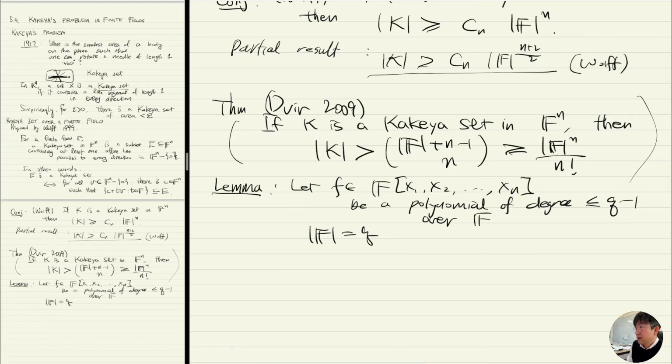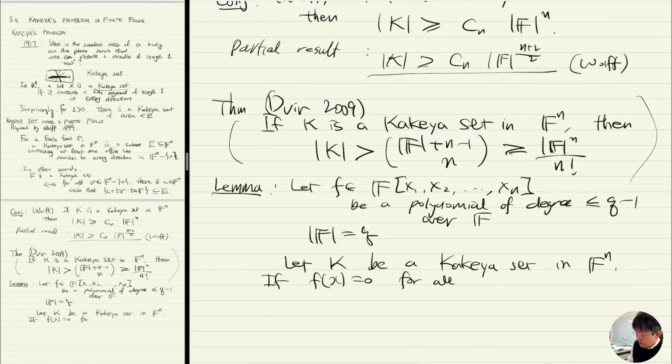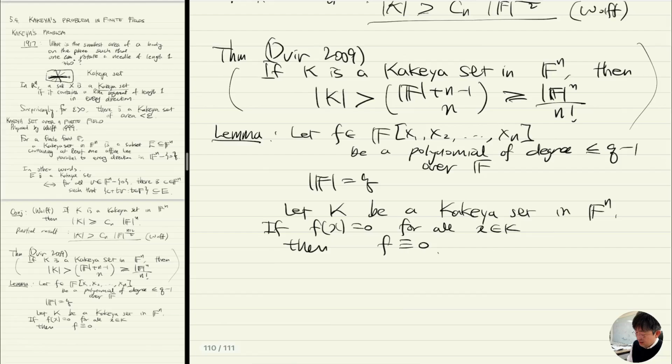And let K be a Kakeya set in F to the n. If this polynomial is 0 for all values in K, then f itself is a 0 polynomial. That's the lemma. So if I have a polynomial of degree at most q minus 1, such that f(x) is 0 for any x inside the Kakeya set, then it is identically 0. All coefficients are 0.